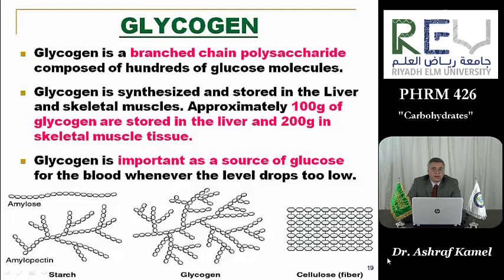Glycogen is synthesized and stored in the liver and skeletal muscles. Approximately 100 grams of glycogen are stored in the liver and 200 grams are stored in skeletal muscles. Glycogen is an important source of glucose for the blood whenever the level drops too low, whenever there is hypoglycemia.